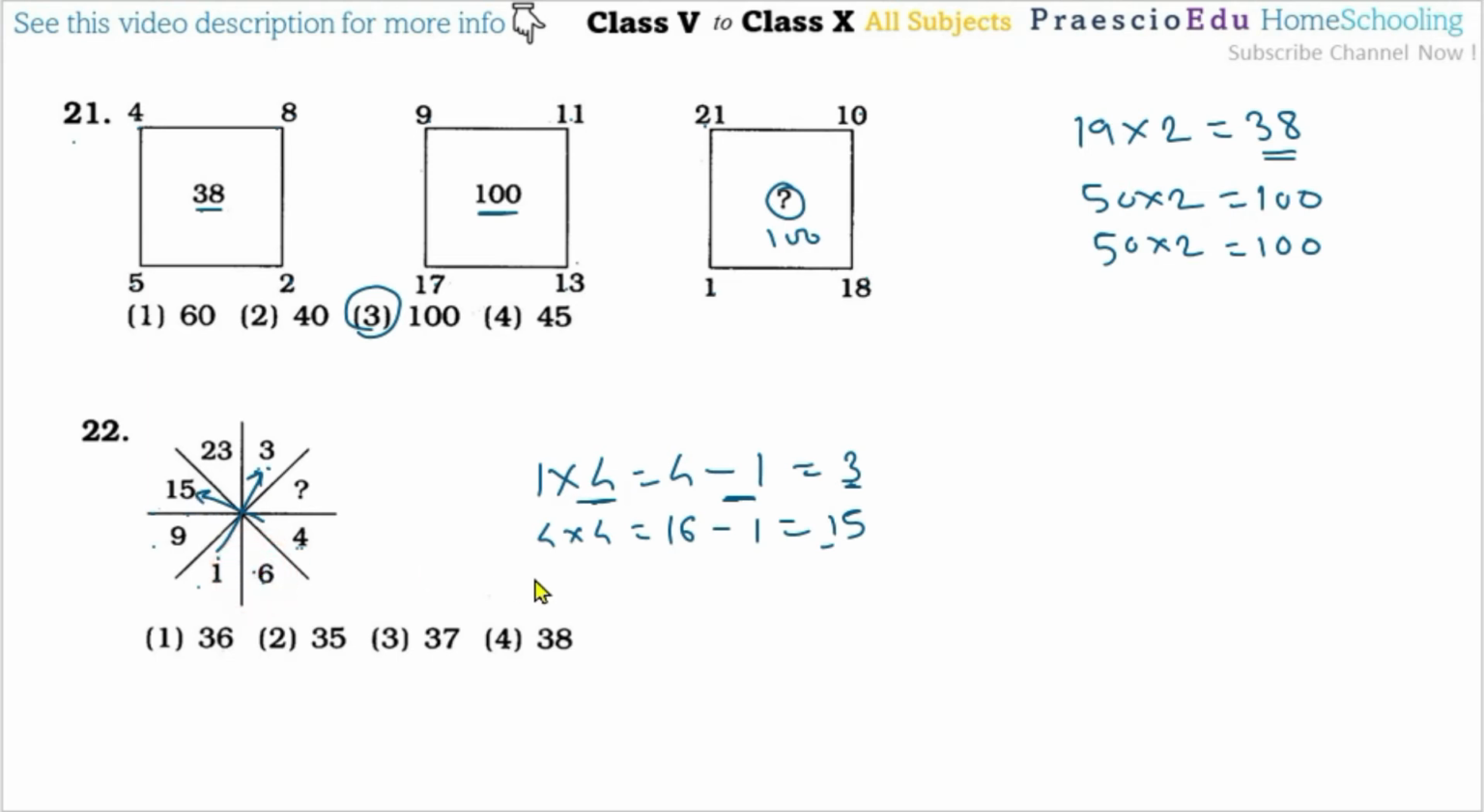So 6 multiplied by this 4 is 24, minus 1, we are getting 23, and 23 is present opposite of this 6. So likewise 9 multiplied by 4 is 36, and 36 minus 1 is 35. So 9's opposite has a question mark, and the question mark can be replaced with the number 35, and 35 is present in option number 2.